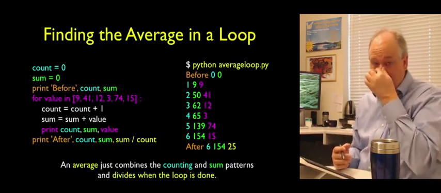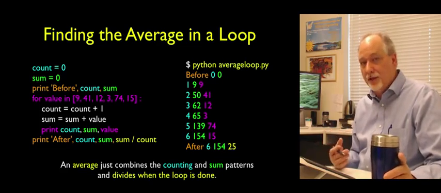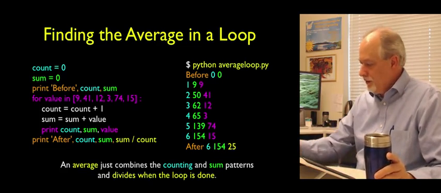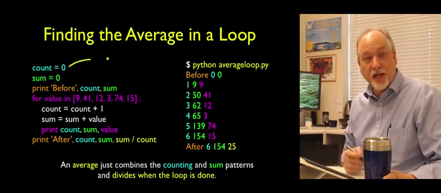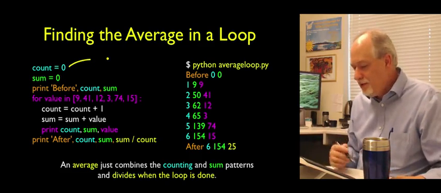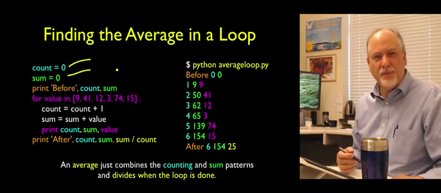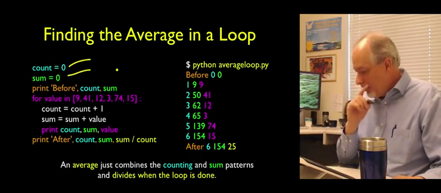Finding the average of a sequence of values is the combination of the two previous patterns. This time I'm going to use more mnemonic variables. I have a variable called count. Everyone calls this count. Sum. Now total would maybe be a better word for this, the running total.